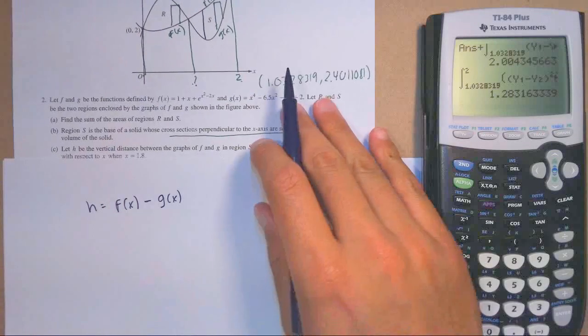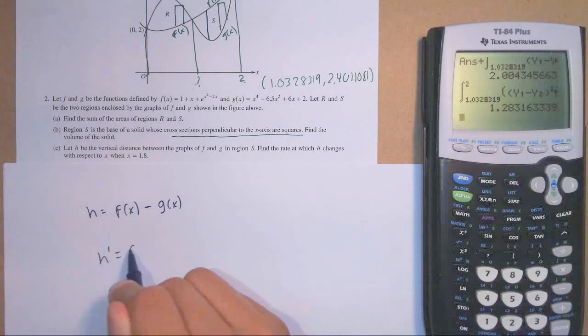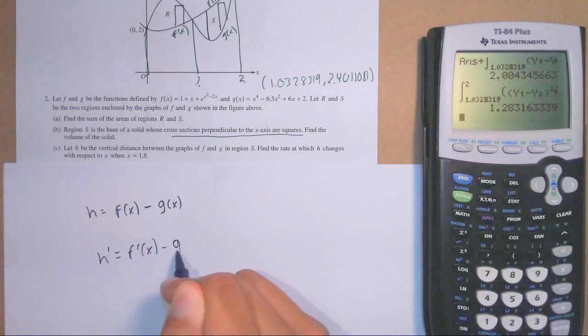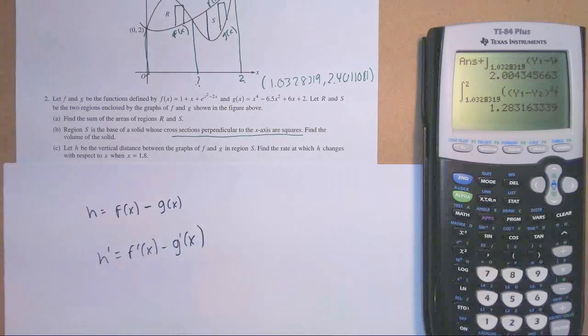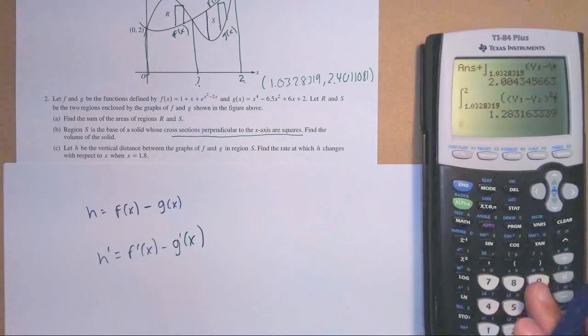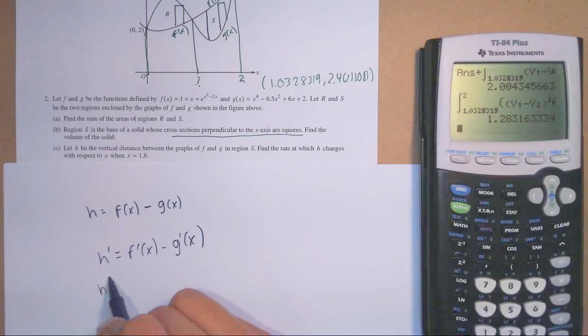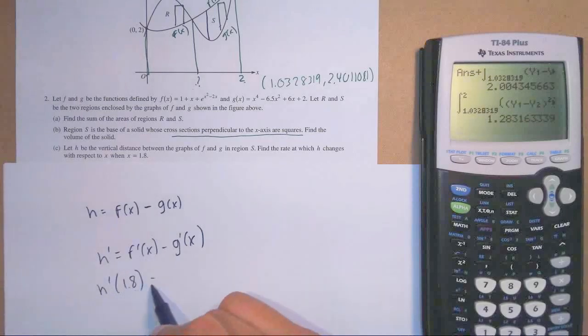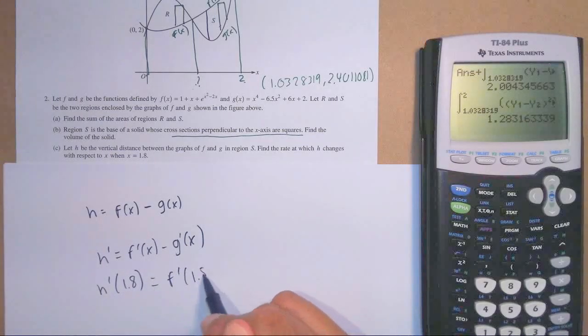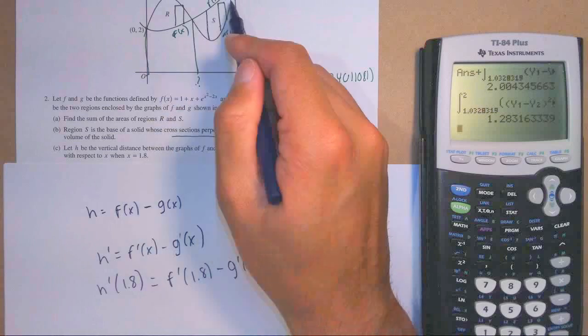Well, since I want to find the rate, remember, in calculus, what is rate? Rate is derivative. So I'm going to derive this. H prime is equal to f prime of x minus g prime of x. Well, what is f prime of x? We could derive this if we want to, but we have our calculator, so don't even try it. Next thing you have to do is find your derivative and then plug in 1.8. So the real question becomes f prime of 1.8 minus g prime of 1.8. If I find this, this is going to be the rate that's changing in S, the height.